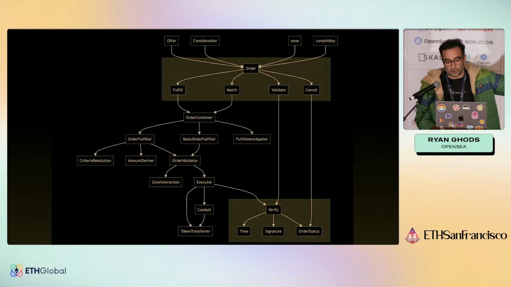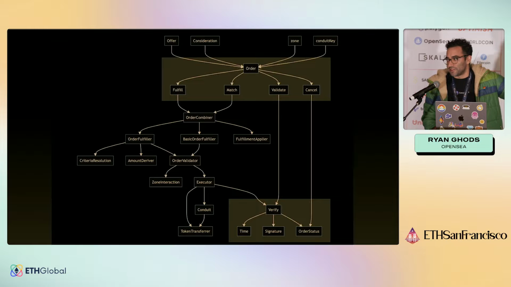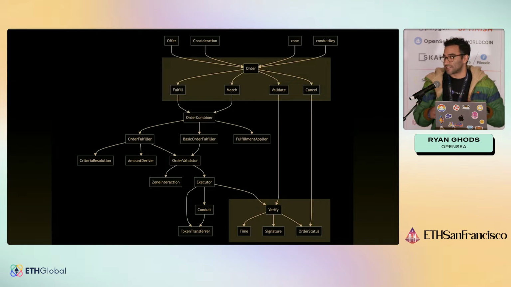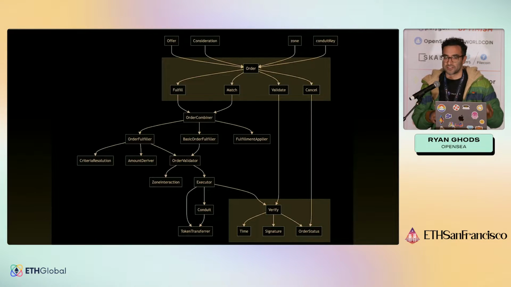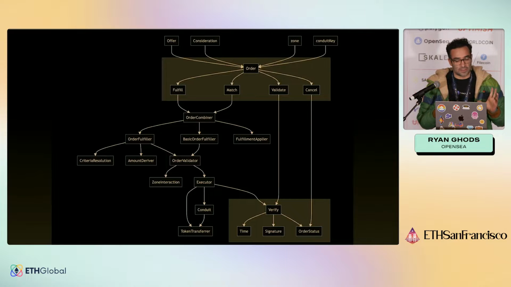So all those go into the order, and when you have an order, you can do several things with it. You can fulfill the order. You can do a match order, which we'll go into, which is kind of an advanced matching. You can validate the order on-chain, which means you pay some gas up front to validate it on-chain, and then if someone fulfills that order later, the gas cost to fulfill it is cheaper. And then you can cancel an order, which renders it invalid.